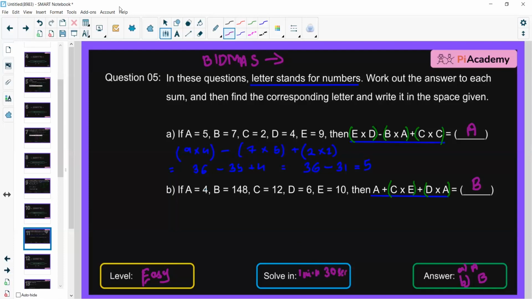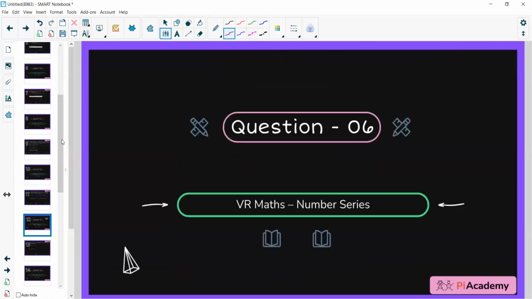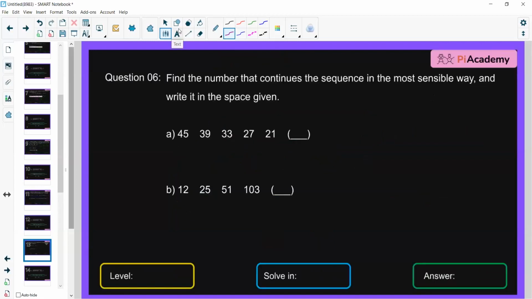All right then, now let's move ahead. Question number 6. Again, it's from VR Maths. Now this question is based on number series. Number series, you can also interpret this series as sequences. So let's see this question. Find the number that continues the sequence in the most sensible way and write it in the space given.